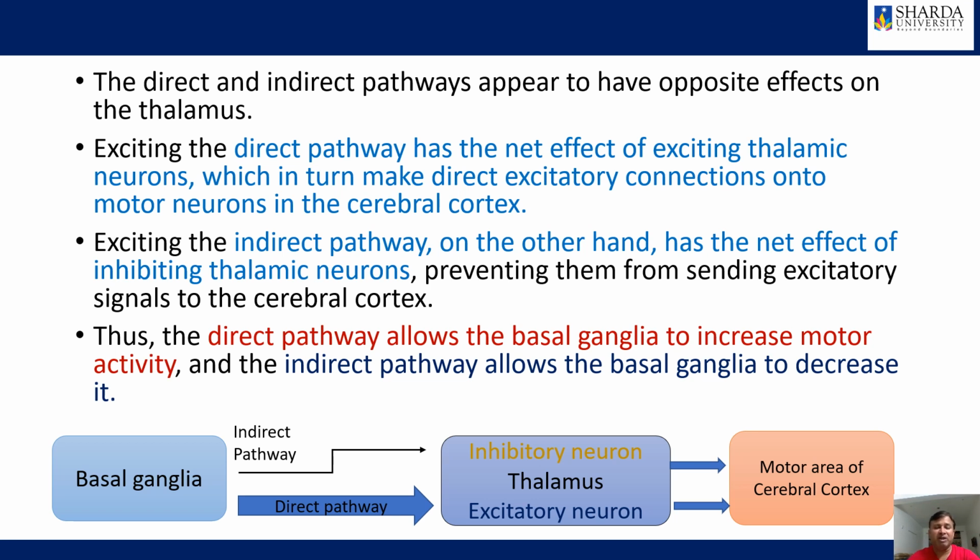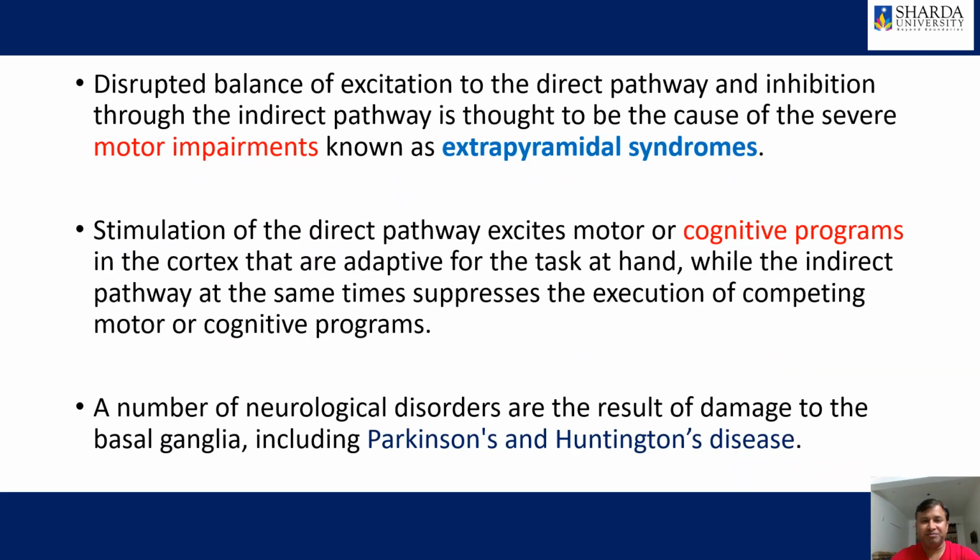While when the indirect pathway is activated, it will activate the inhibitory neurons of the thalamus, and inhibitory signal goes to the motor cortex region of the cerebral cortex. So the movement will be reduced. So in this way, the basal ganglia control the motor function by exciting the excitatory neurons or the inhibitory neurons of the thalamus and control the movements.